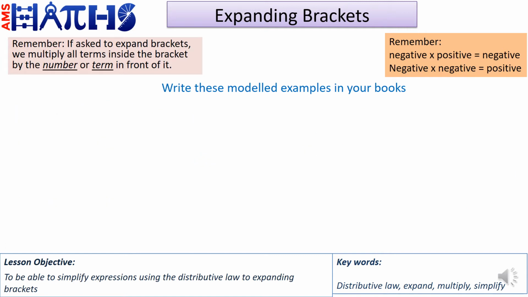Now for our next set of examples. For the first one, we have 7 times 2a minus 1, and then we have minus 3 times a plus 5. So just to draw the boxes to separate the two brackets.